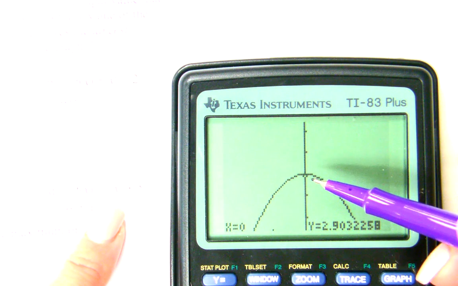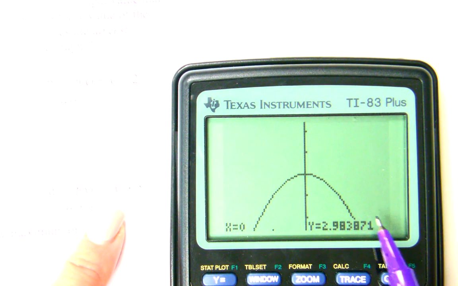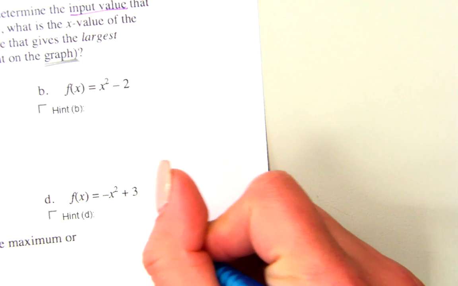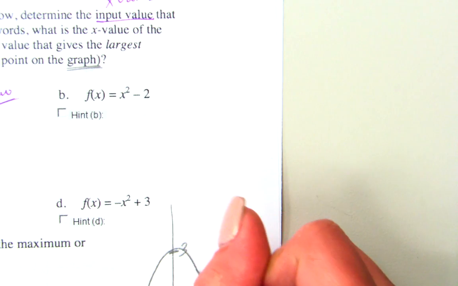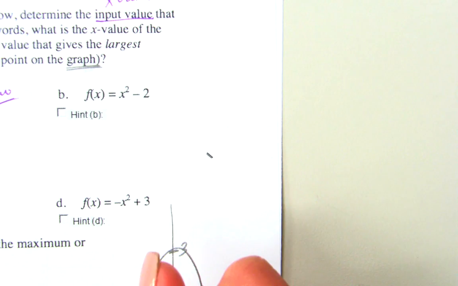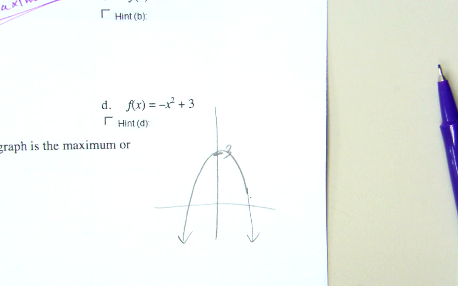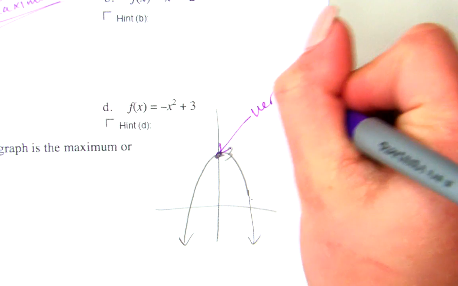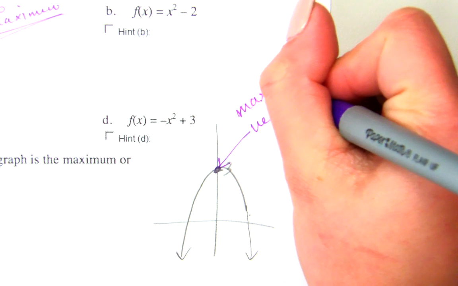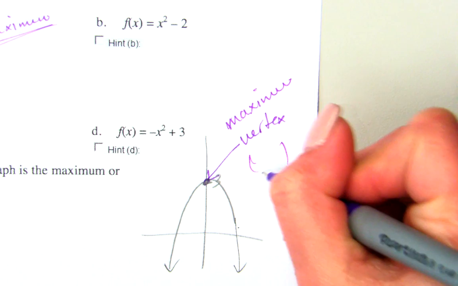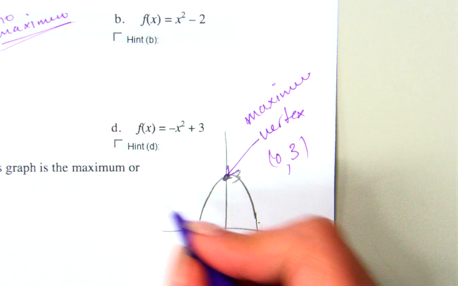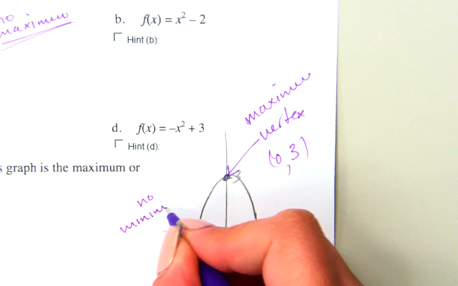Okay, y is probably going to be around 3, because look at the numbers. So y is going to be at 3. So we have something that hits it at 3, and then comes down in that direction. So our maximum point right here is the vertex. It's a maximum, and it's at (0, 3). So there is no minimum.